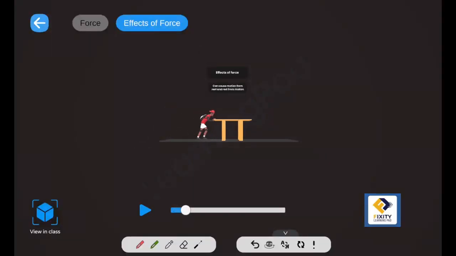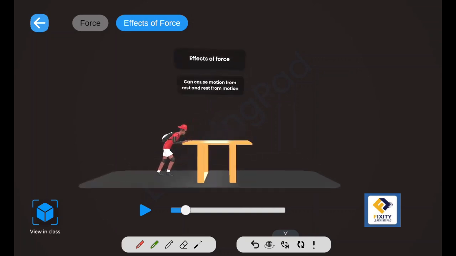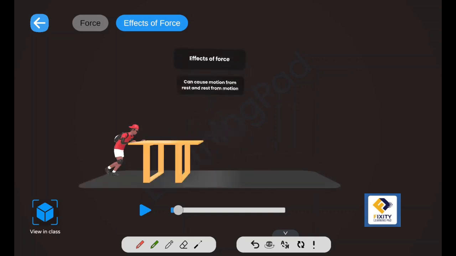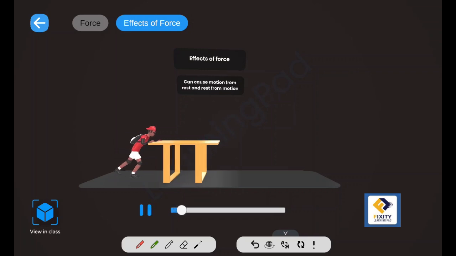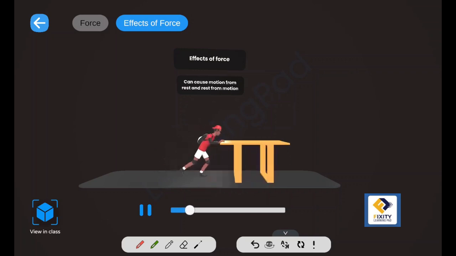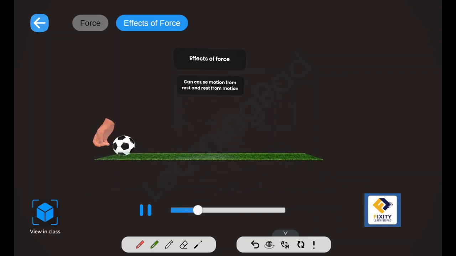Right? So here you can see it can cause motion from rest and rest from motion. Previously the table was at rest. The boy started pushing it. So it can cause motion from rest and rest also from motion. For example, if a ball is traveling, we know that every object after traveling some distance eventually comes to a rest position. Here you can see it is stopping.